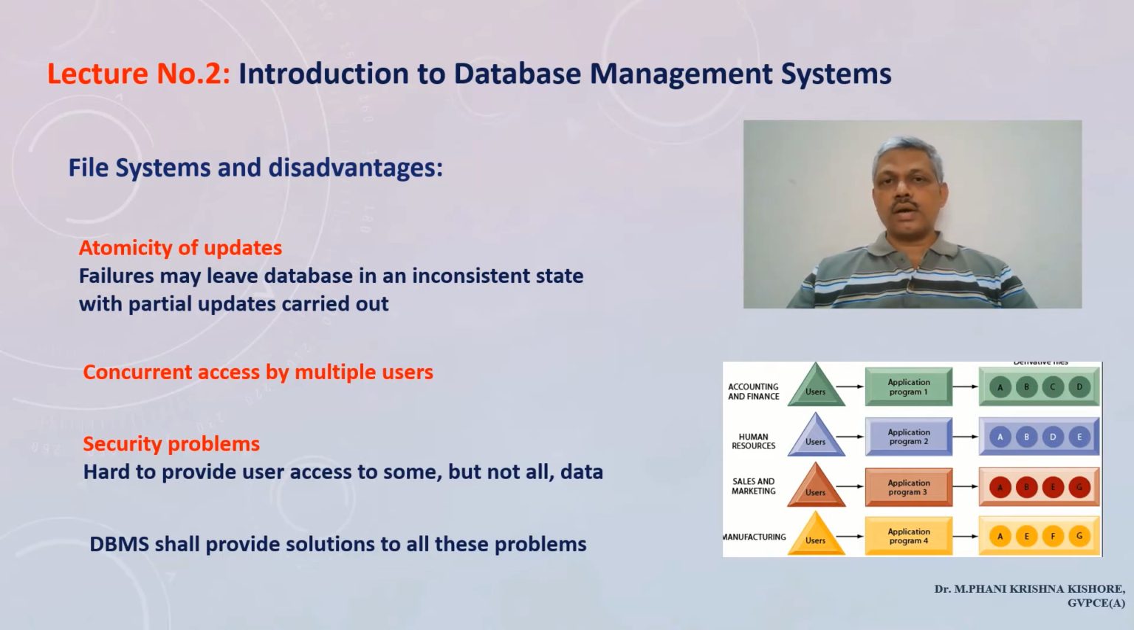Not only that, there is the concurrent access of the data. Suppose customer data of a particular organization is there, and several departments want to operate simultaneously on the same file, then that creates problems. We need a mechanism to provide that. In file systems, it's very difficult to provide concurrent or simultaneous access.